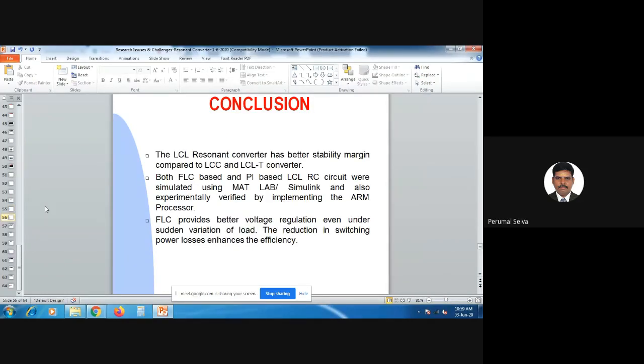So, conclusion. The LCL resonant converter has a better stability margin compared to the other two topologies, the LCC and the LCLT resonant converters. After detailed stability studies using Lyapunov, root locus, Nyquist, and state plane analysis, the fuzzy controlled closed loop control system stability was also analyzed in the Z plane. Both FLC based and PI based LCL resonant circuits were simulated and also experimentally verified by implementing on the ARM processor LPC 2148. The next slide.